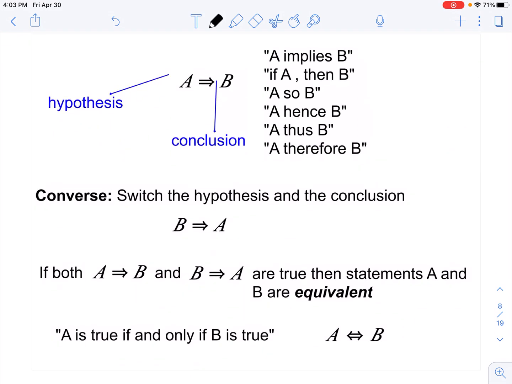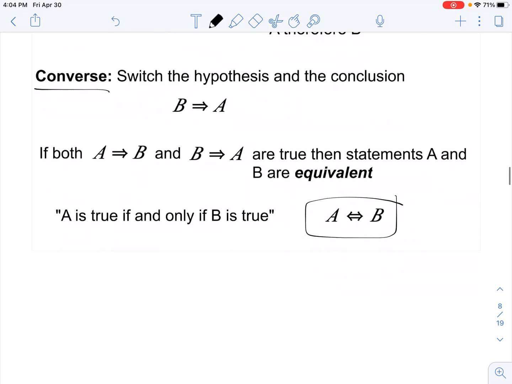Okay, so this notation could mean all of these different words: implies, then, so, hence, thus, therefore. A is your hypothesis, B is your conclusion. To write the converse of a statement, you switch the hypothesis and the conclusion. So if B, then A. And if both A implies B and B implies A are true statements, then we say that A and B are equivalent. A is true if and only if B is true. And that's how we would write it.